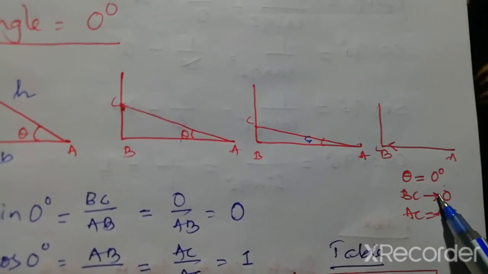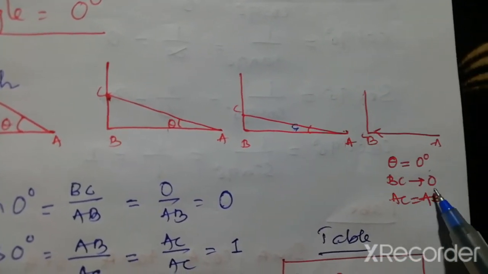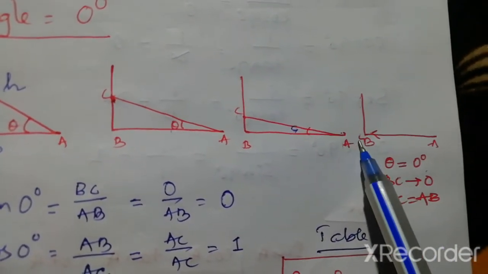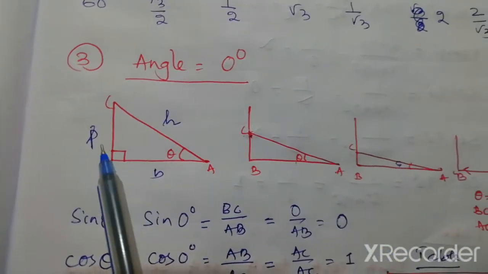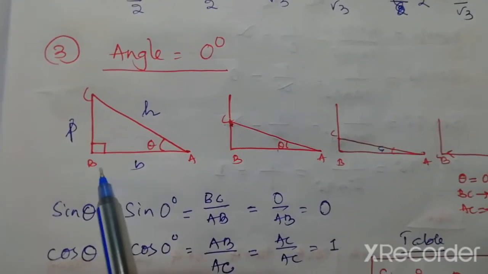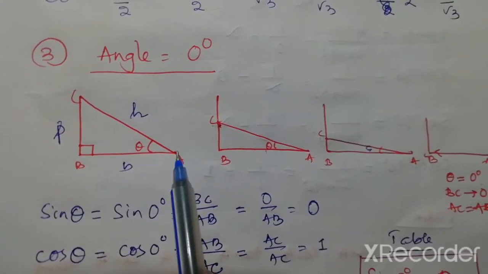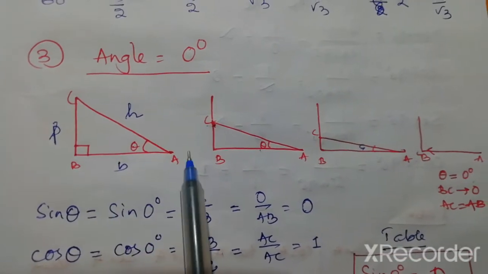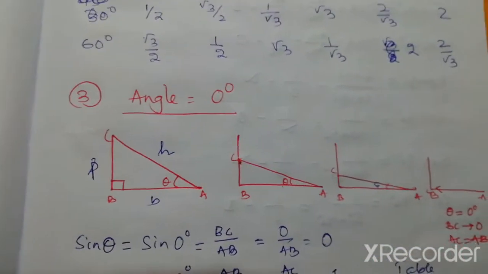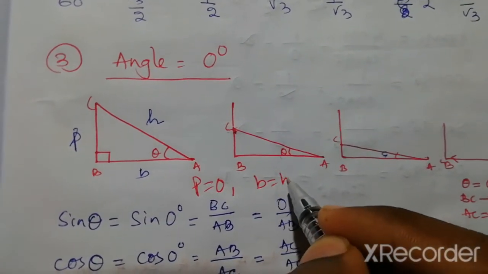BC tends to 0 because BC is no more. Now BC is totally dead. BC tends to 0. AC is equal to AB. Then this hypotenuse AC is equal to AB. Okay, look, this is H, this is P, this is B. This BC becomes 0 and AB is B and also H. When BC is 0, then AC is equal to AB. So H is equal to B. So now what can I write here? P is equal to 0, B equal to H.